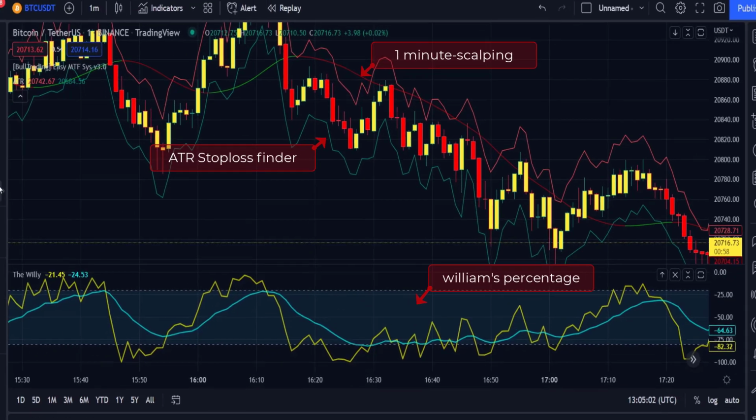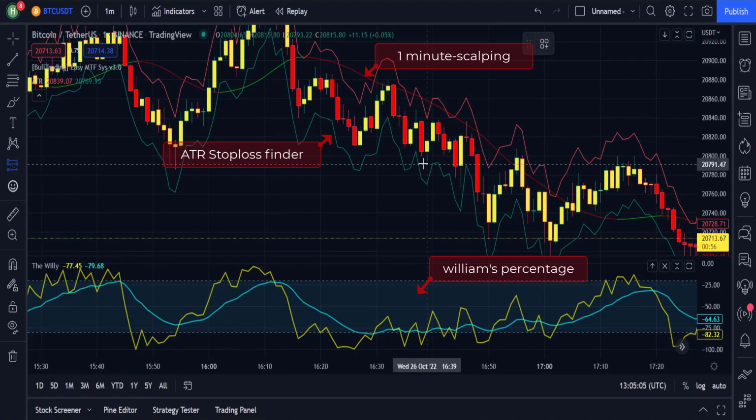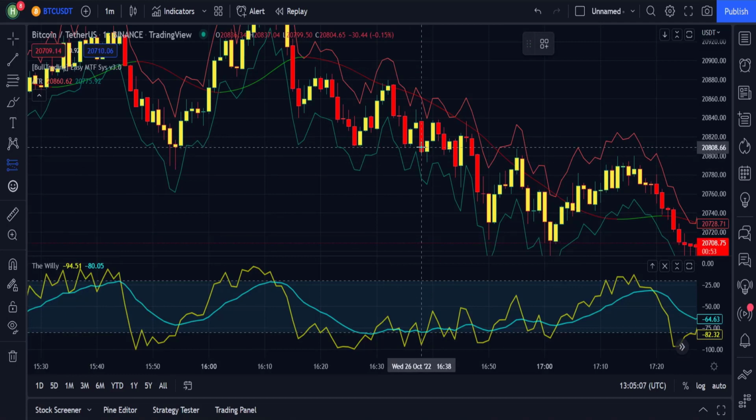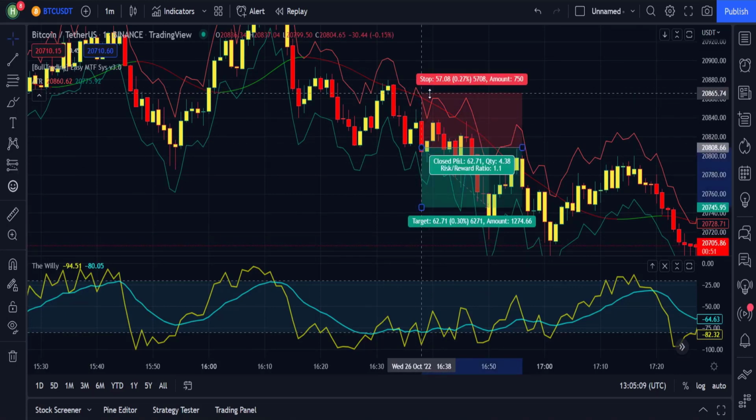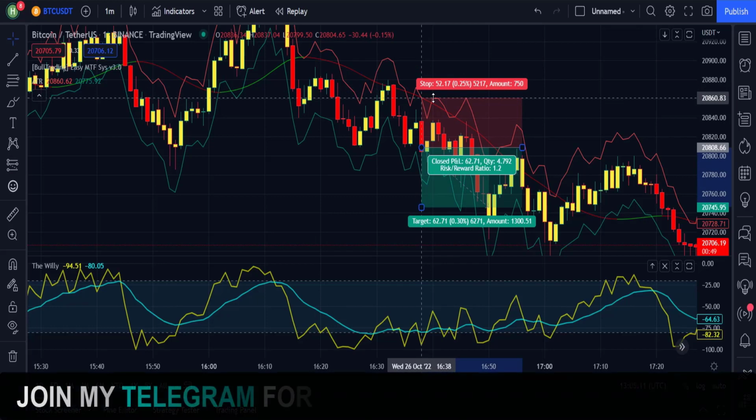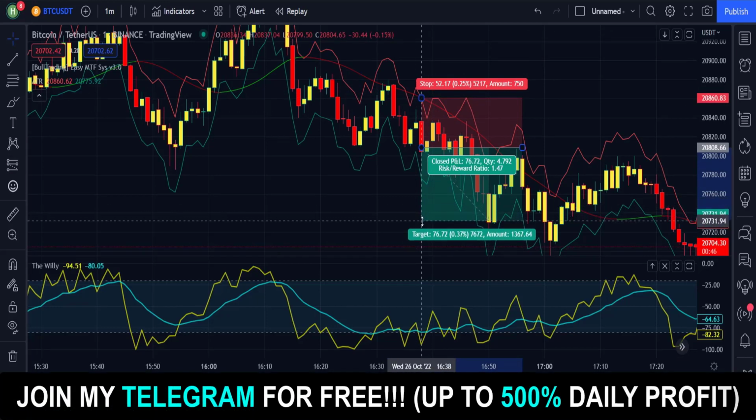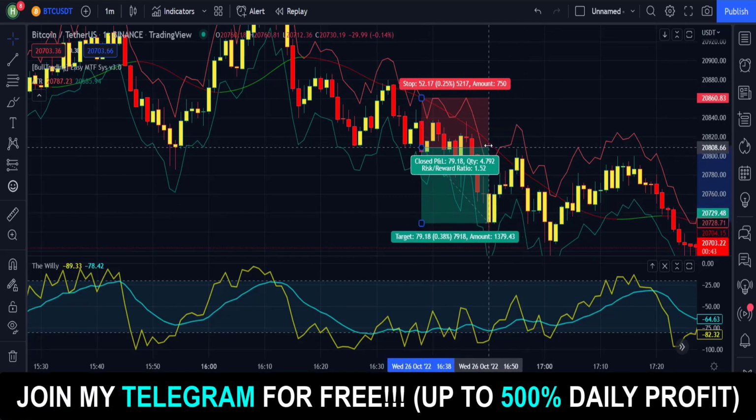So we see all our conditions are met here, so we're going to place a sell order at the close of this candlestick. Our stop loss will be set at the upper ATR band, and for a risk to reward ratio of 1.5, this would have been a successful trade.